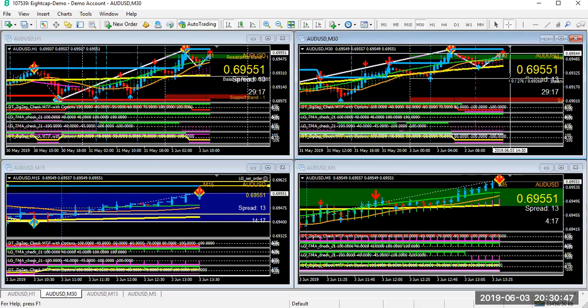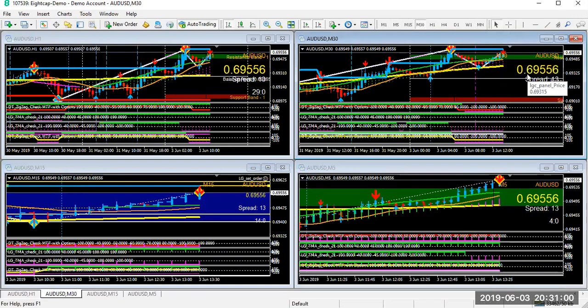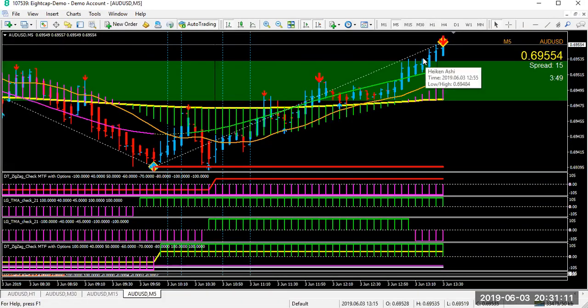Yeah, okay, as you can see, the balance line there is at 0.69268, okay? So very close to 0.69250, yeah? So we can always have a quick look and see what our 4-hour is doing.